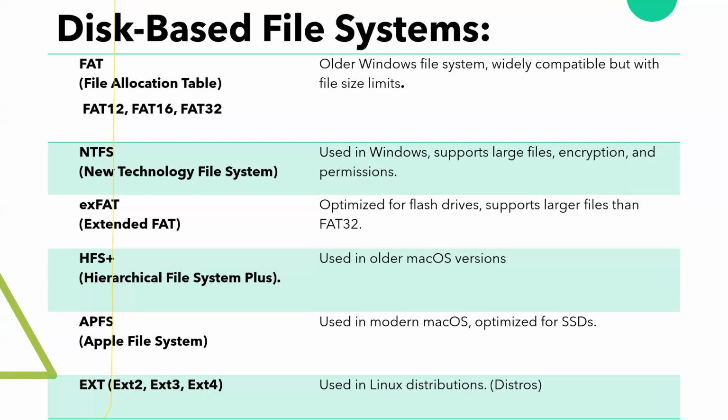This is the addition, because there have been improvements, used in Windows. It supports large files. With FAT, if it goes beyond 32 bits, forget it. That's old technology. This one supports large files, it supports encryption, and it supports some level of permission. That's why you can see in my system right now, it is using NTFS. That's why it's used in the new Windows. Old Windows used FAT.